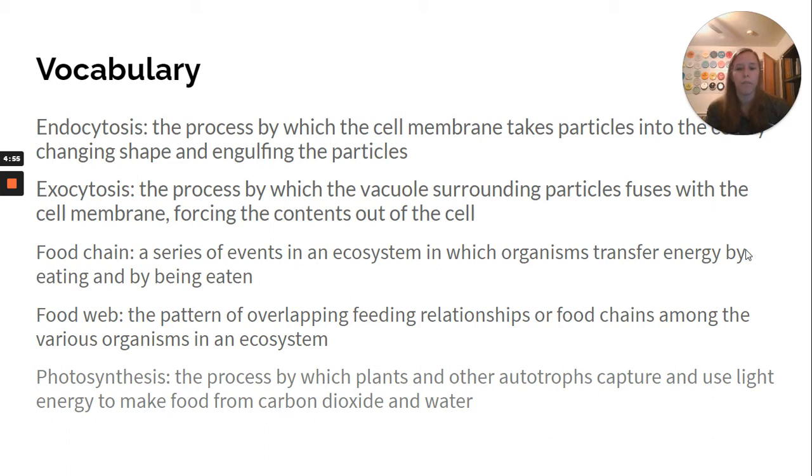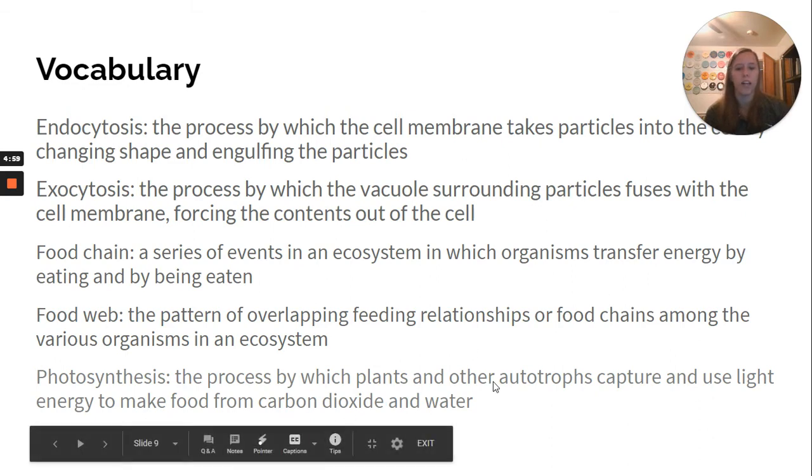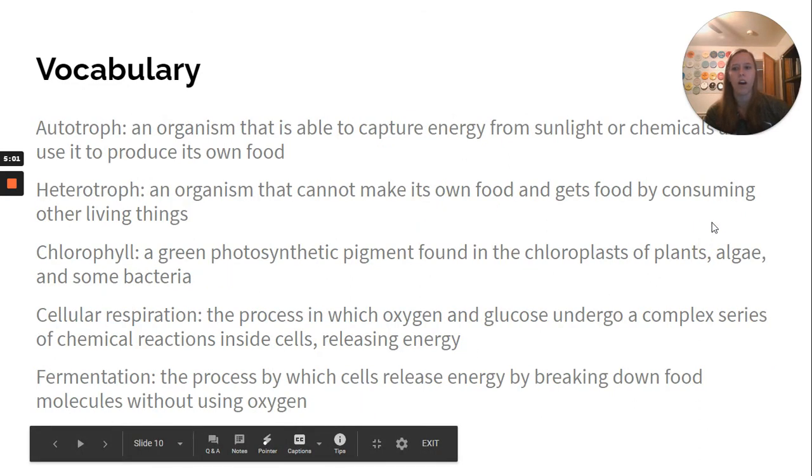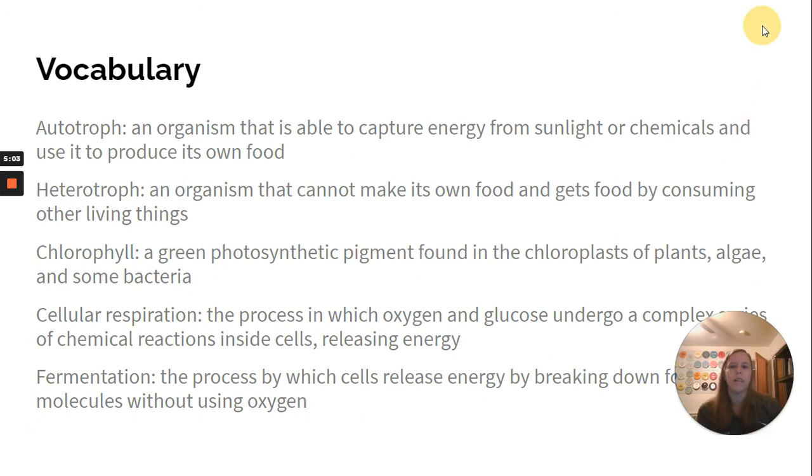Photosynthesis is the process by which plants and other autotrophs capture and use light energy to make food from carbon dioxide and water. An autotroph is an organism that is able to capture energy from sunlight or chemicals and use it to produce its own food. A heterotroph is an organism that cannot make its own food and gets food by consuming other living things. Chlorophyll is a green photosynthetic pigment found in the chloroplasts of plants, algae, and some bacteria.